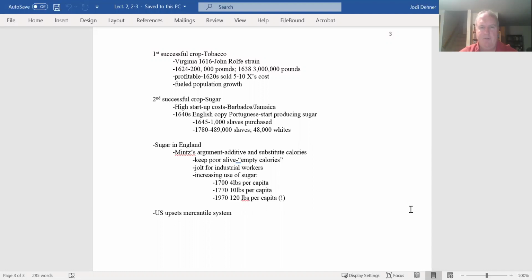In 1645, shortly after they began sugar production on these islands, 1,000 slaves were purchased. By 1780, the full working system of plantation sugar operations was occurring on both islands, and it had developed its distinctive shape in the enslaved population. In 1780, on Barbados and Jamaica, you had 489,000 slaves toiling away on these sugar plantations. The white population on these two islands was 48,000. This is a relationship indicative of these sugar islands, in which you have 10 slaves for every white person on these plantations.